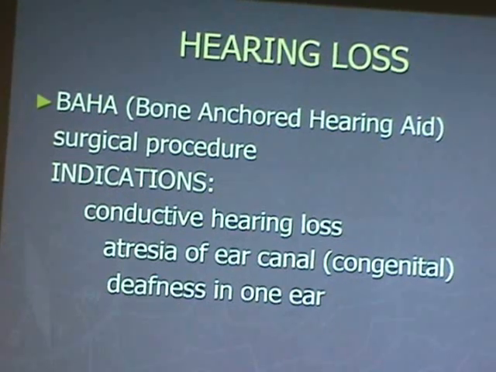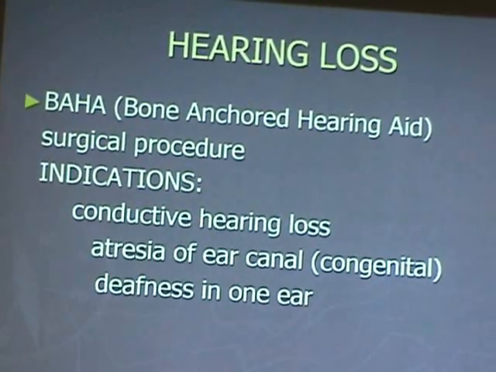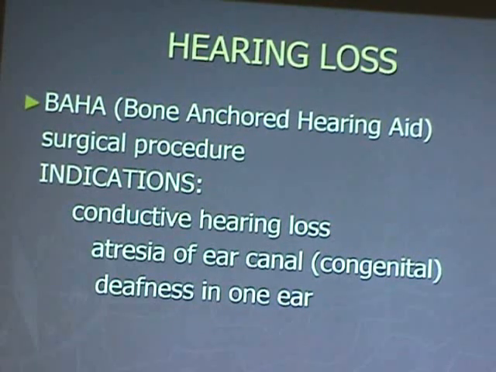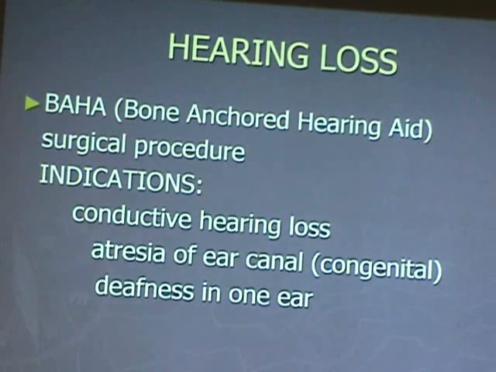It's for situations where the patient may have had multiple surgeries on the ear and it's so deformed or scarred that you can't wear hearing aids, or they may have a congenital absence of an ear canal, atresia. Instead of trying to reconstruct that canal, which is not always successful, you can put a Baha on these patients and they will hear. If their hearing is near normal in the inner ear, they'll do extremely well with this type of hearing.